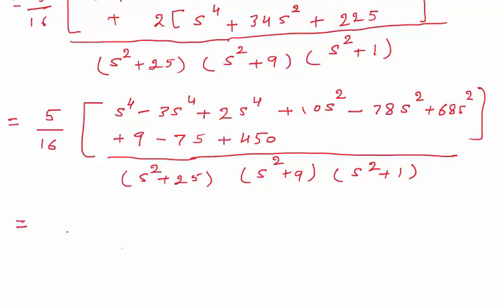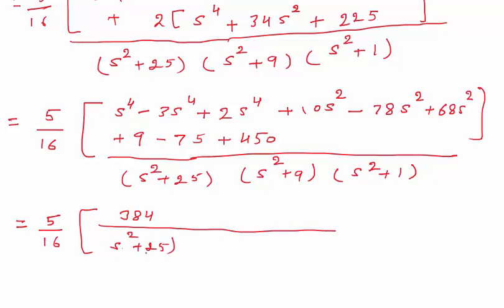So this will be equal to 5 upon 16. Now see, s power 4 minus 3s power 4 plus 2s power 4, this becomes 0. 10 times s square plus 68 times s square is 78, and minus 78, so that will also become 0. So we have only this constant term. Now 450 minus 75 will give me 375, and 375 plus 9 will give me 384. So it will be 384 divided by this whole term, s square plus 25, then s square plus 9, then s square plus 1.